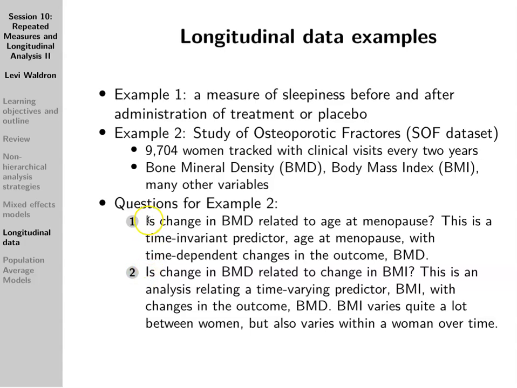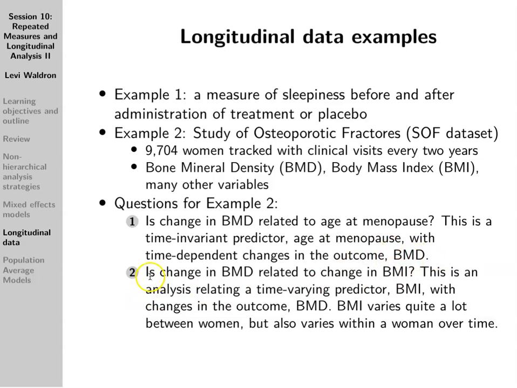So a couple of example questions for this example is change in bone mineral density related to age at menopause. So here we have a time invariant predictor, age at menopause. So that is something that is a single fixed value per participant. And then we have time-dependent changes in the outcome, the bone mineral density.